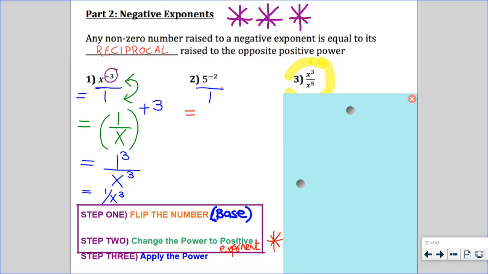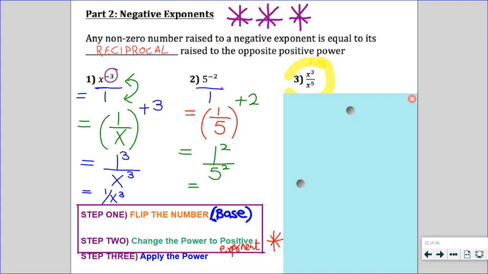1 over 1/5. Perfect. Thank you. And now remember that a negative power does not make my base negative. So I'm going to change that to a power of +2. So that turns into 1 to the power of 2 over 5 to the power of 2.